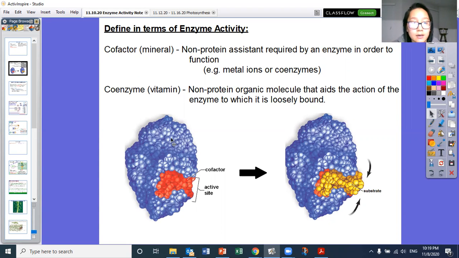So if you had this blue enzyme without the red cofactor attached to the inside of the lining, maybe the shape wouldn't fit with the substrate, or maybe the connections that would be made between the substrate and the enzyme wouldn't match up properly. Or maybe it's just a chemical barrier that doesn't exist properly between the enzyme and the substrate unless the cofactor is present.